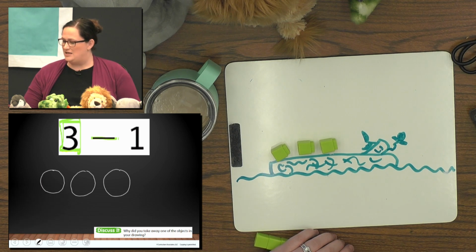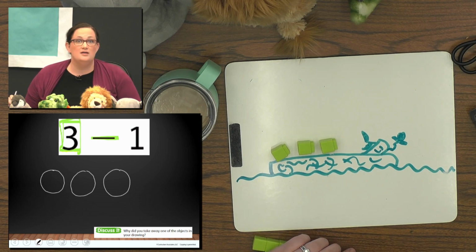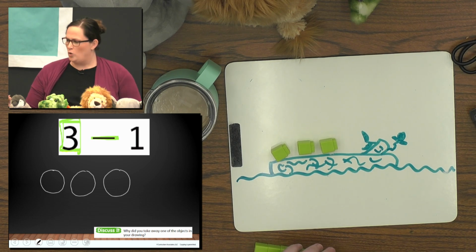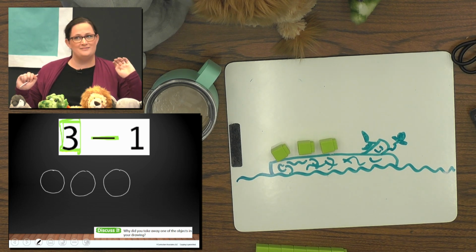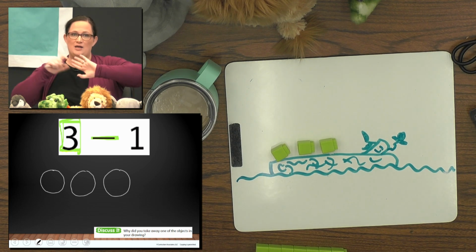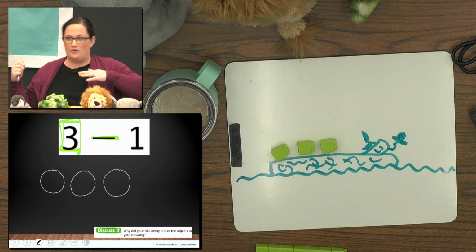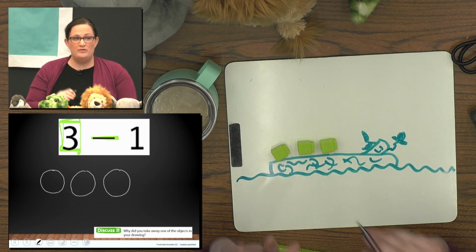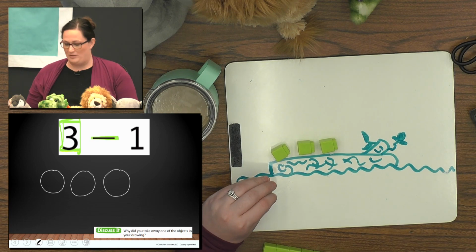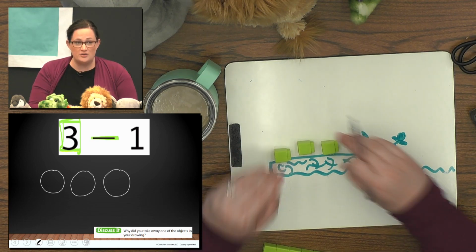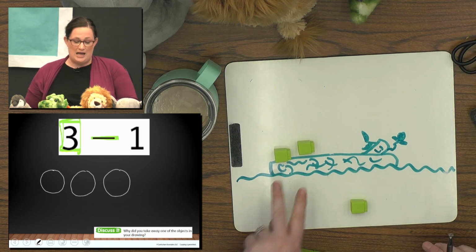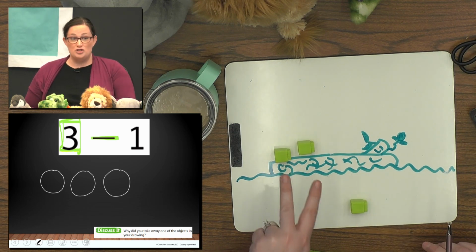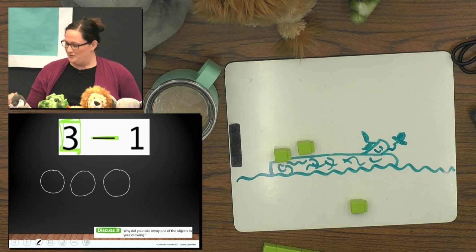What's happening here? Do more hop on or do some hop off? Some hop off. So we have a total amount. We're going to take away the part that hops off and find out the part that's left. We have a whole. We're taking away one of the parts to find the other part. So I'm going to do it with my cubes, and then let's do that with our picture. 3 frogs on the log. 1 hops off. How many are left? 2. Let's try it with the picture.